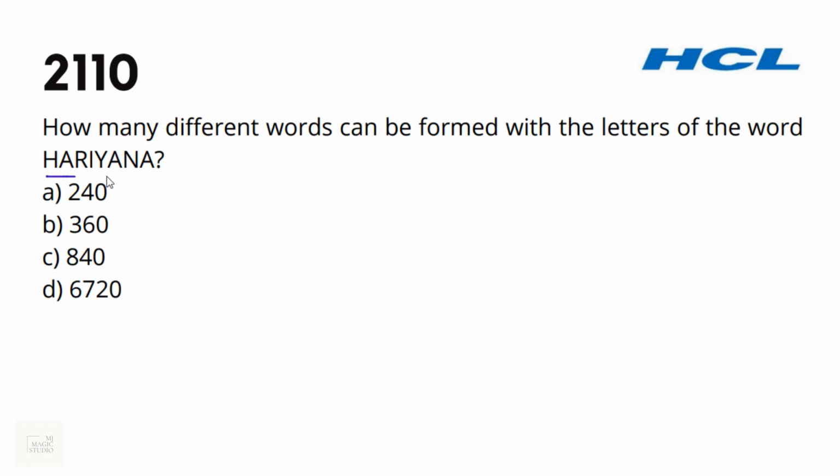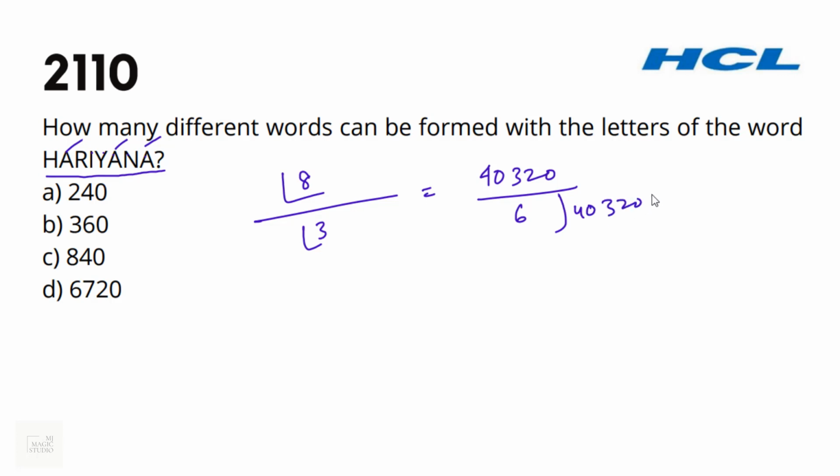How many different words can be formed with the letters of the word Haryana? So how many letters do we have? 1, 2, 3, 4, 5, 6, 7, 8. It would be simply factorial 8, assuming that we are taking all at a time, because no information is given as far as that is concerned. Now again here we can see that A is repeating itself 3 times, so that would be divided by factorial 3. So factorial 8 is 40320. Let's divide this by factorial 3, that is 6. So 40320 divided by 6 is 6720, that features in the options.